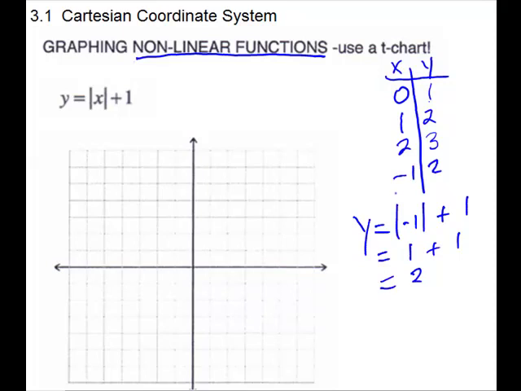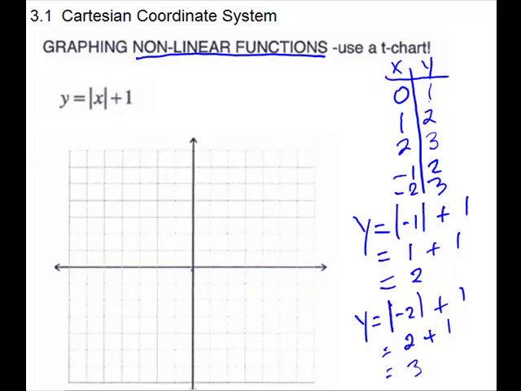All right, and then let's pick a negative 2. So y equals absolute of negative 2 plus 1. Absolute is distance. That will be 2 spaces plus 1 will give us 3. All right, now let's plot and see if we can tell what it looks like.